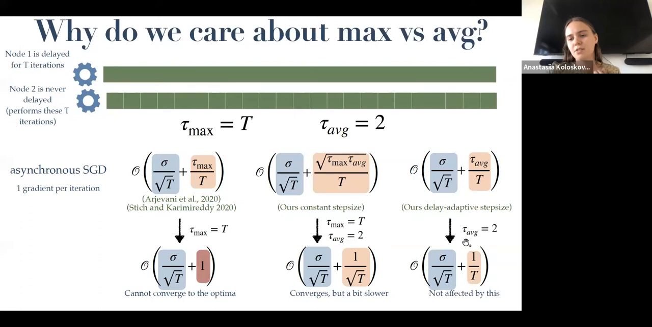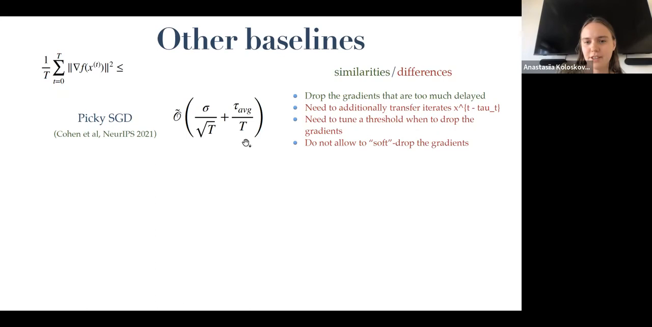It makes sense because most of the iterations were with no delay, and you would drop this one. Okay, and so we are not the first to work on this topic, and there have been some papers. One paper was recently proposed, an algorithm called PKGD. And we also achieve the same convergence rate.